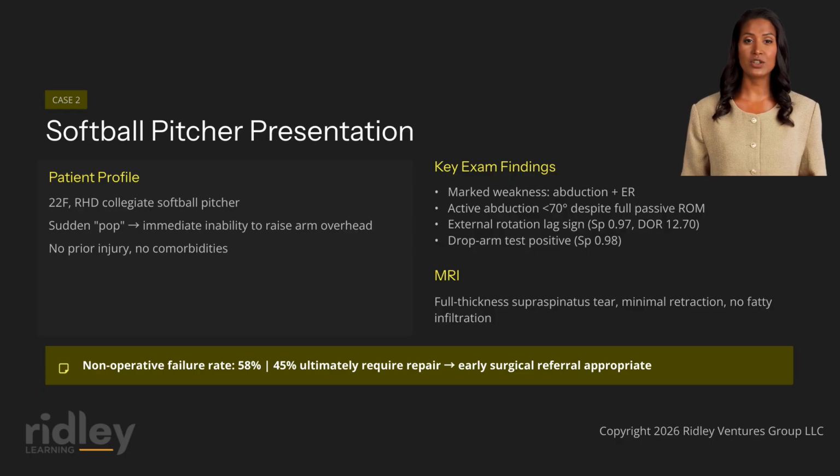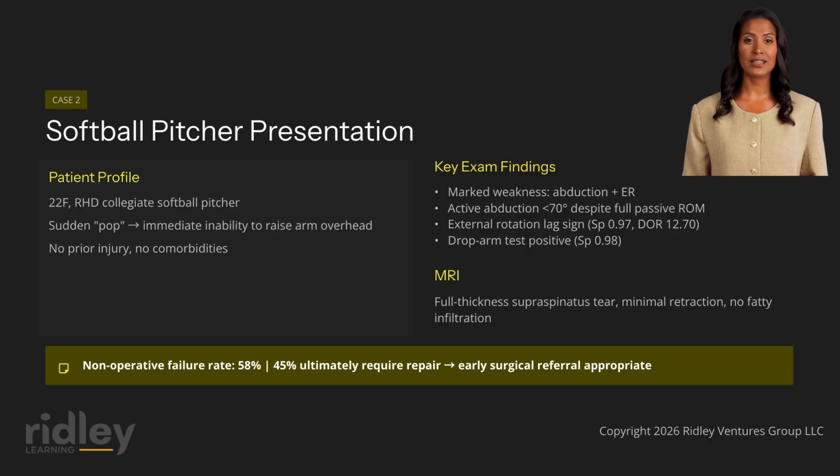The combination of acute traumatic onset, sudden significant weakness, and positive high-specificity tests for full-thickness tears generates a high post-test probability for a full-thickness rotator cuff tear. Radiographs exclude fracture and dislocation, and MRI without contrast confirms a full-thickness supraspinatus tear with minimal retraction, no fatty infiltration, and edema consistent with an acute traumatic mechanism rather than chronic degeneration.